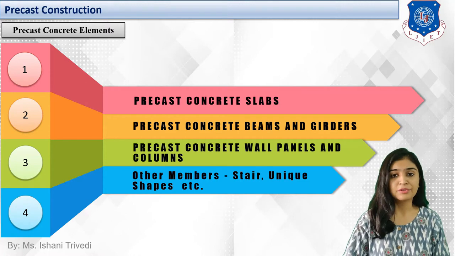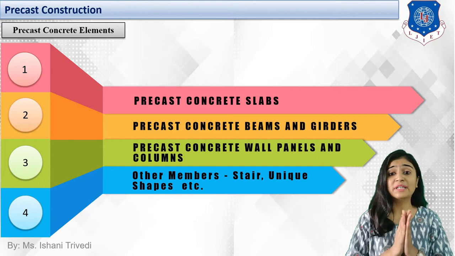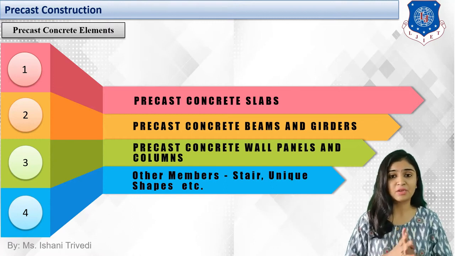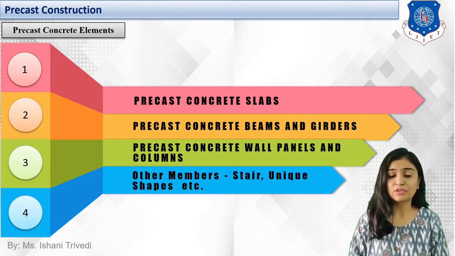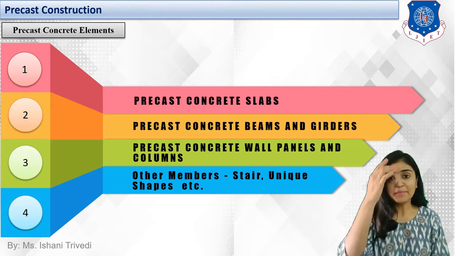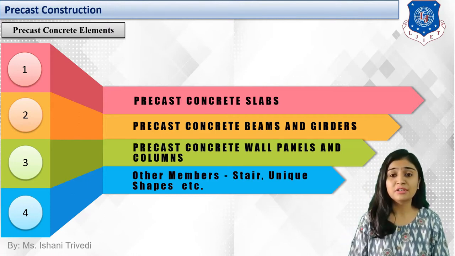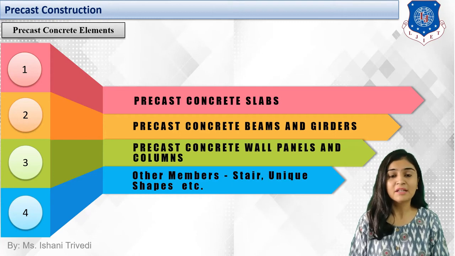for a building. So here we have in all 4 different types, right? We are going to have 4 categories regarding the precast concrete elements. We already know what is precast, right? So the first element which we have is precast concrete slabs. Now slab means the floor. So the slabs will be precast at the manufacturing unit, on the manufacturing side, and it will be directly transported and fabricated on the building on the site, right?